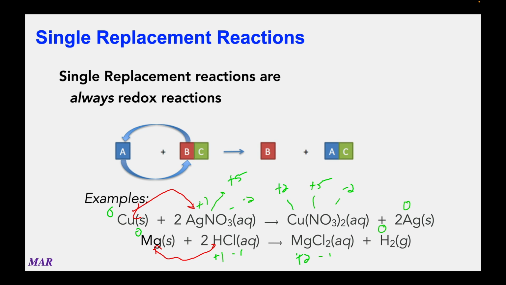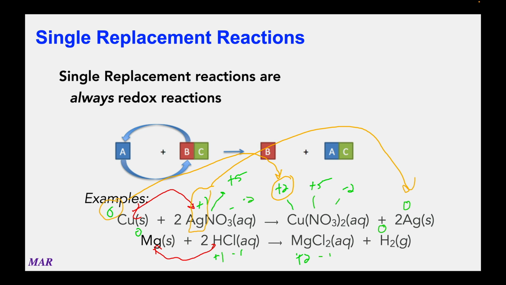Now, why did I do that? Notice how copper went from a 0 to a +2. Copper had to lose electrons to become +2. So your copper metal goes from 0 to +2. It's been oxidized. But if something's oxidized, you have to have something reduced. Well, notice that silver went from +1 to 0 on the other side. So the silver was gaining the electrons. It was being reduced to make silver metal.